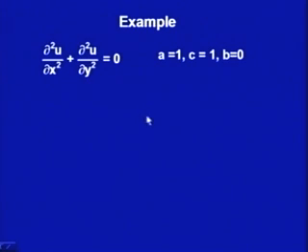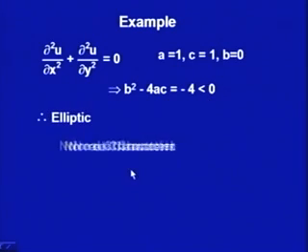So, what will be b square minus 4ac? b is 0, so minus 4ac would be minus 4, which is negative. That says it is elliptic and I will not get any real characteristic. Now, from these three typical kinds of equations, in all these examples we have got that my coefficients were constants. Now, let us do one example where the coefficients are not constant.